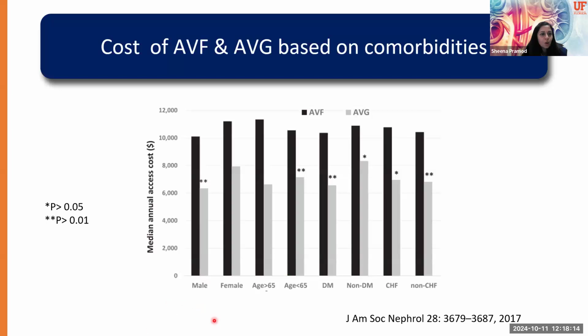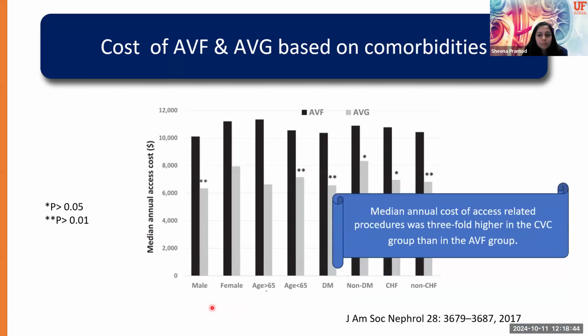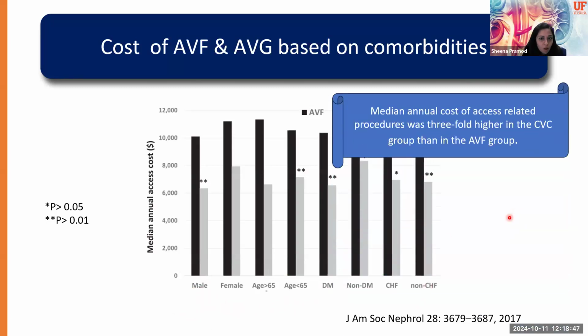And when they looked to see if the cost had any difference based on comorbid conditions, so diabetes, heart failure, age, males and females, there seemed to be more cost associated in AV fistulas in patients who were diabetics, in older adults, in male patients, as well as in patients without congestive heart failure. That being said, the cost of access-related procedures was definitely higher in your catheter group compared to your AV fistula.